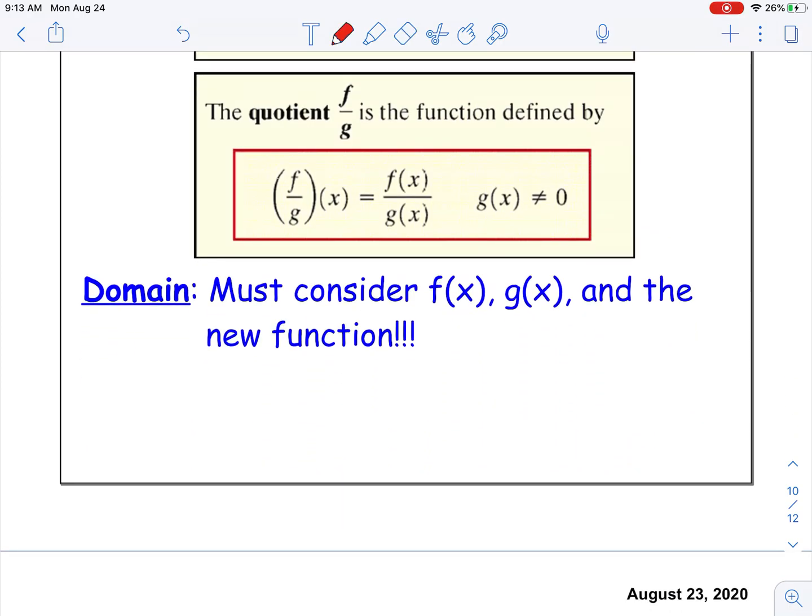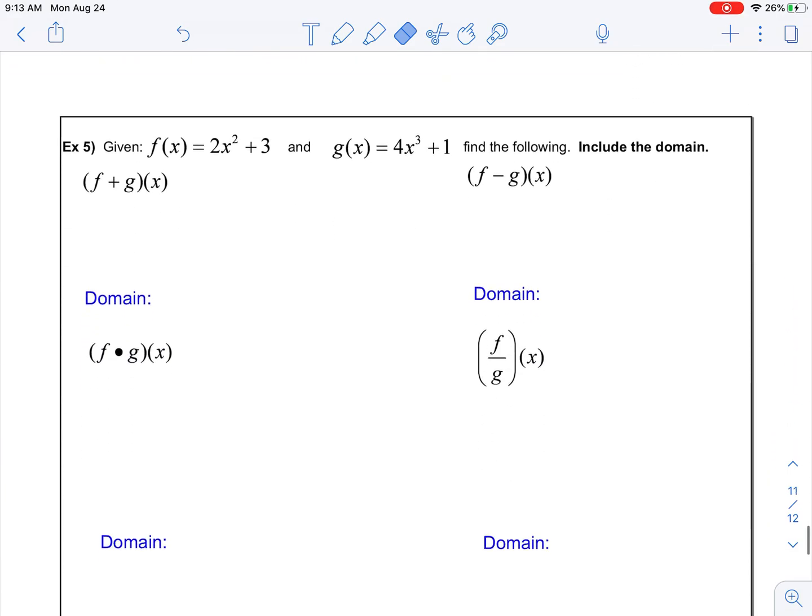What's going to be new for you guys this year is that when we do these, we must consider 3 pieces of the domain here: the original functions, f and g, and the domain of the new function. Sometimes you'll have some new restrictions based on the operation and what it creates. All right, let me show you what I mean.